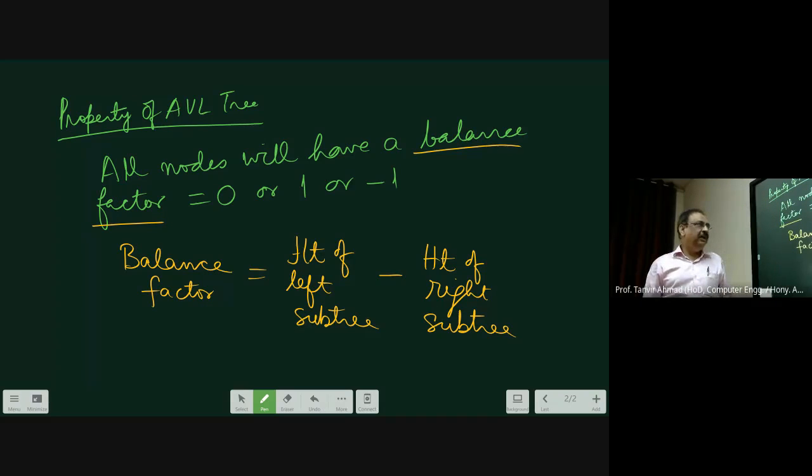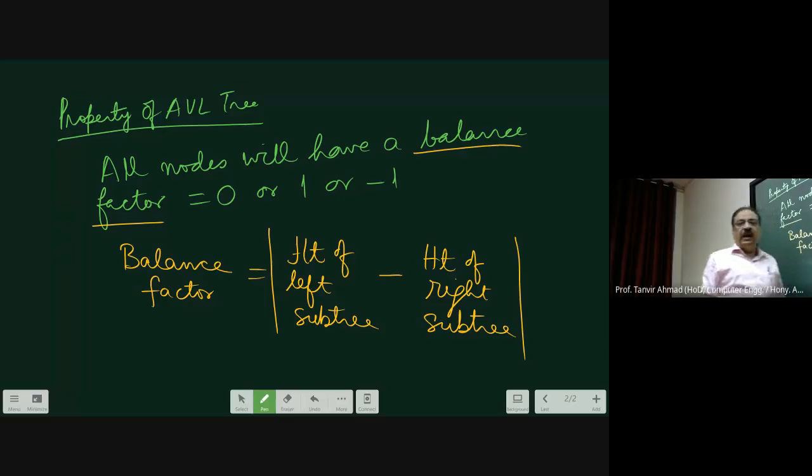That means the height of the left subtree minus the height of the right subtree is equal to 0 or 1 or minus 1. Now if I take a modulus, obviously it will be 0 or 1. Therefore you might take a mod over here. In that case, it will be either 0 or 1 because minus 1 will convert to plus 1 if you take a mod. Now, let us take a tree like this.